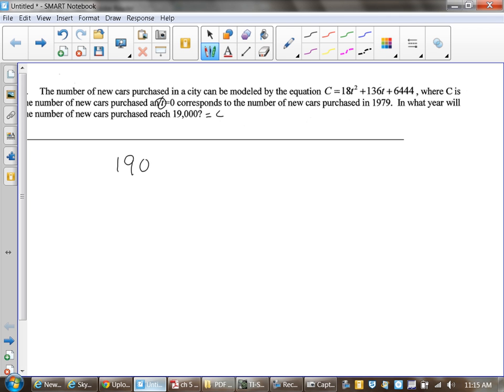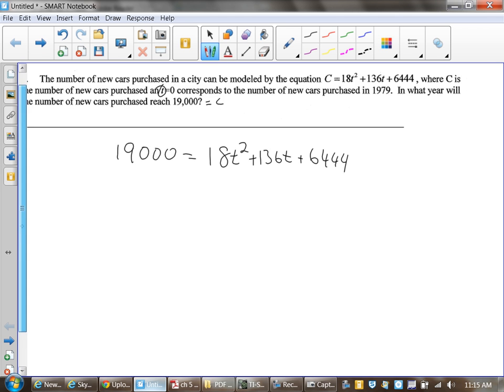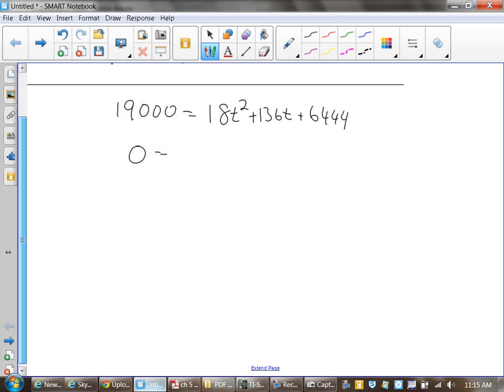You have 19,000 equals 18t squared plus 136t plus 6444. Now when you do that, the easiest way to solve this problem, not to graph it, not to do anything else, is to just set one side equal to 0 and use the quadratic formula. When you set one side equal to 0, you get 0 is 18t squared plus 136t minus 12,556.